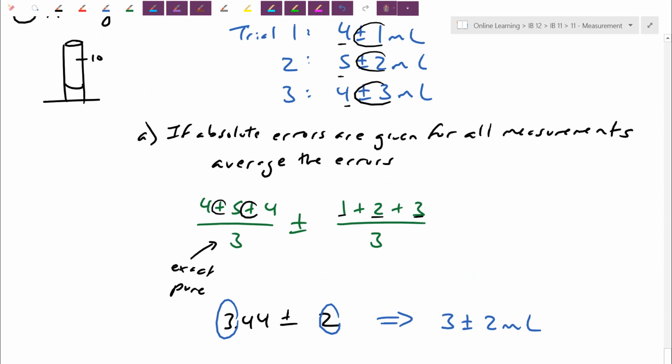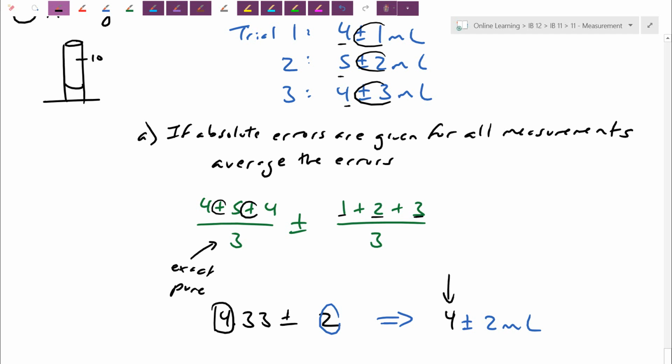Is that right? Oh, sorry, 4.33. No, it looked a little weird. Sorry, my bad. So 4.33. I knew it should have been somewhere between the 4s and the 5s there. So 4 plus or minus 2, rounded to 1 sig fig here. That looks better. And therefore, the average is putting us somewhere in the middle.